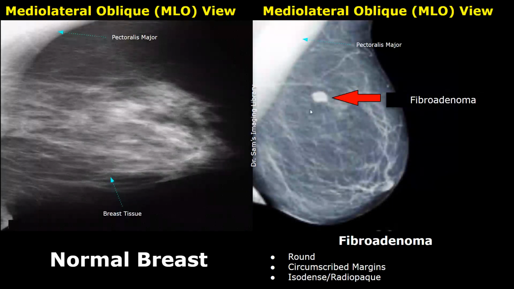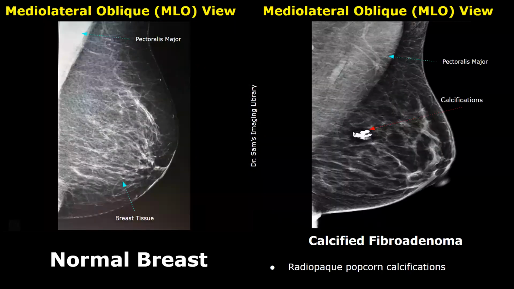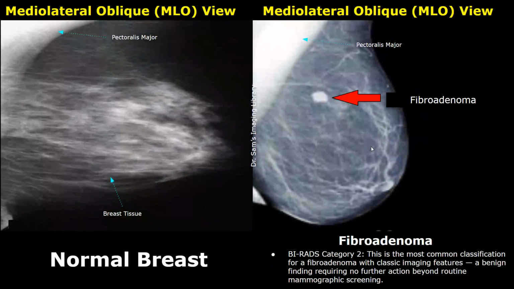This is another case of fibroadenoma. We can see a radio-opaque mass here. It is a round, smooth mass with circumscribed margins. Some fibroadenomas may have calcifications, especially if they are chronic fibroadenomas. In this image, we have a calcified fibroadenoma. It has radio-opaque popcorn calcifications. Fibroadenoma is usually categorized as BI-RADS 2.